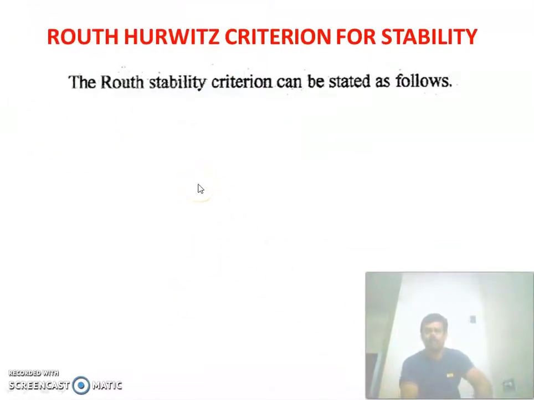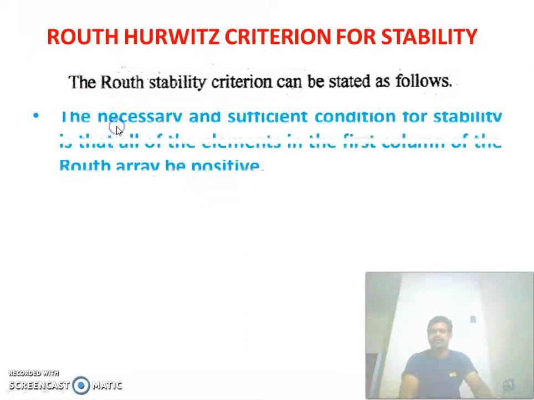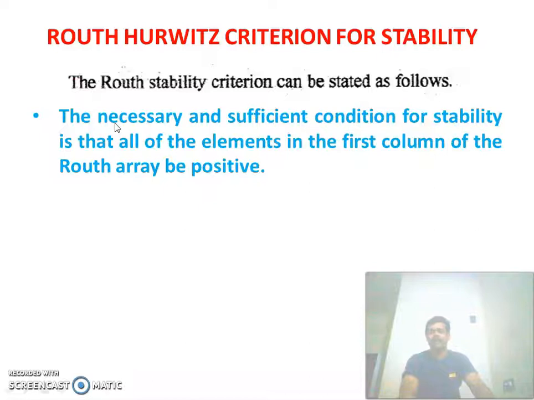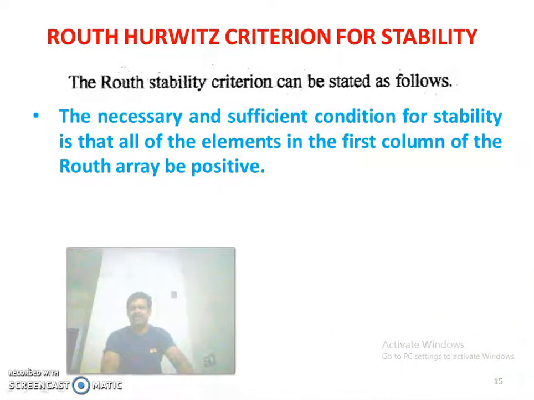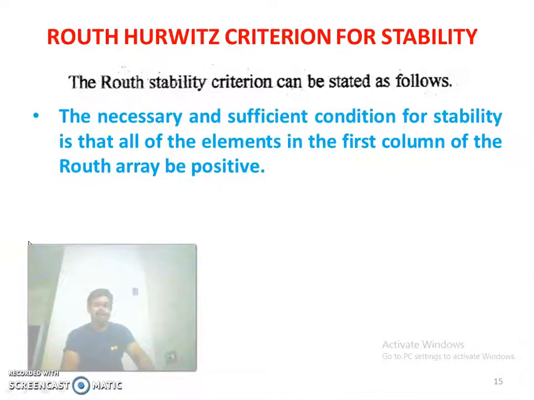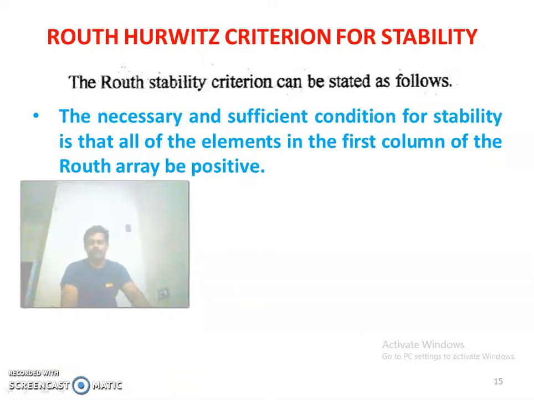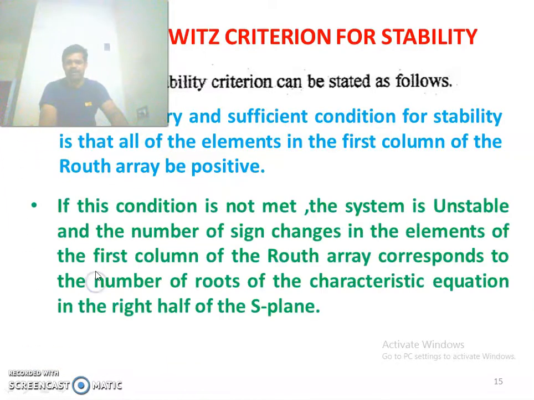Now we are going for the Routh-Hurwitz criterion for stability. The Routh stability criterion can be stated as follows: the necessary and sufficient condition for stability is that all of the elements in the first column of the Routh array be positive. So the necessary and sufficient condition for stability is that all elements of the first column of the Routh array must be positive.